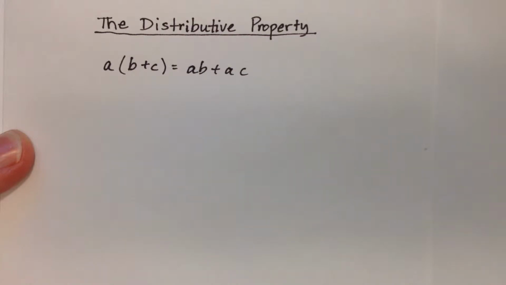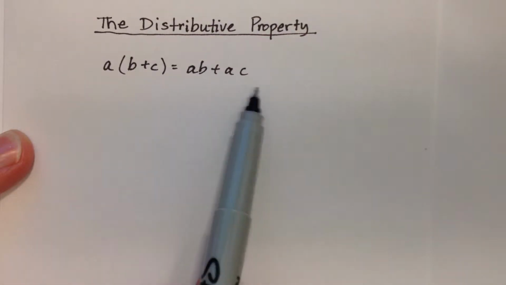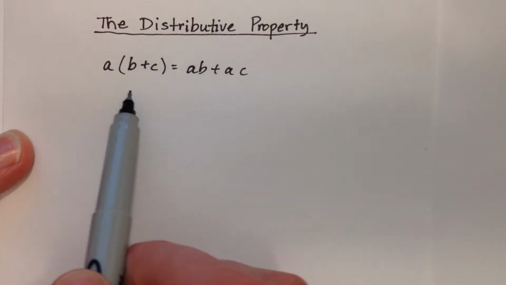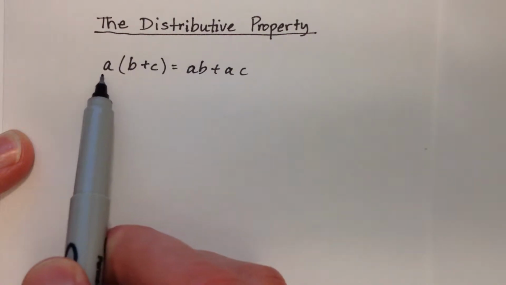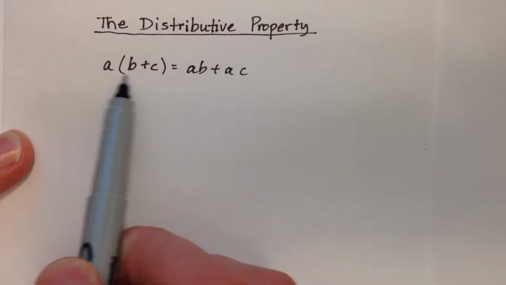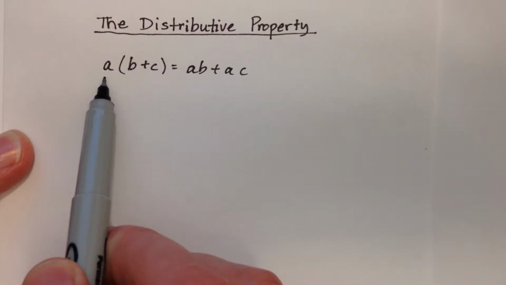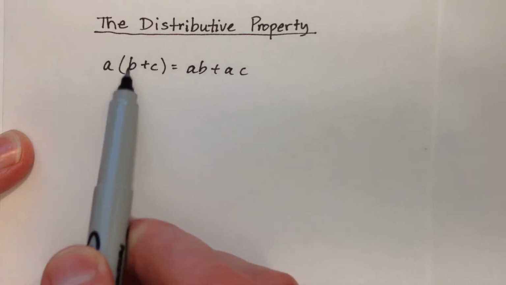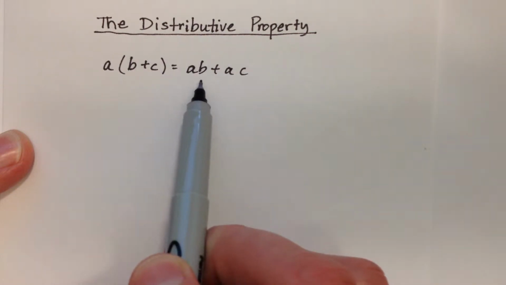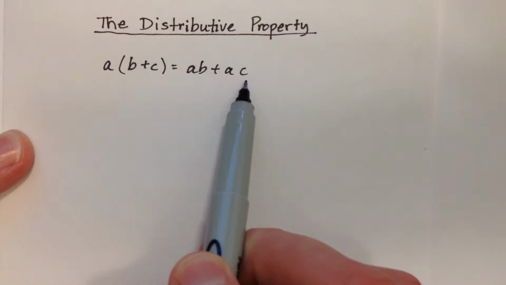So if you look at it algebraically, this is what it looks like. You've got your nice equation with an expression on each side. The expression on the left says A times the quantity B plus C. So we want to multiply a number A over the sum of B plus C. Well, that's going to be the same as A times B plus A times C.